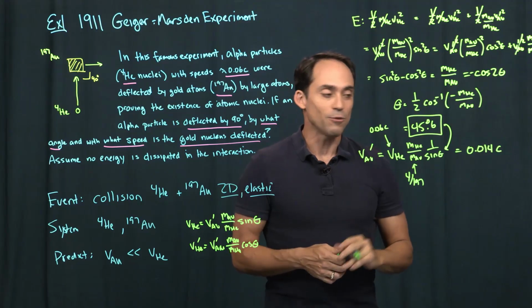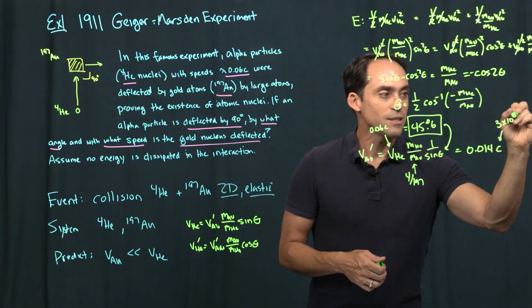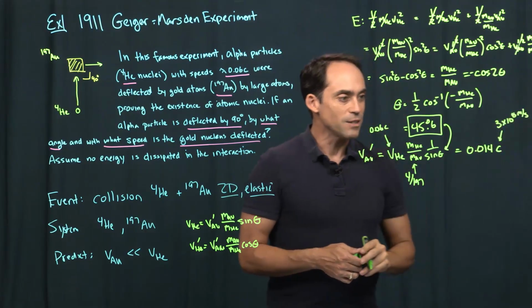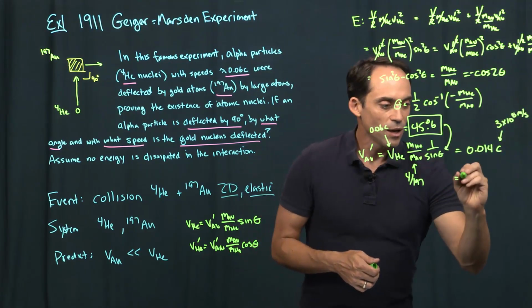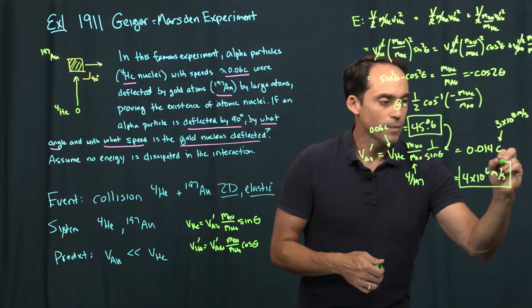So if we put in the value for that, which is 3 times 10 to the 8 meters per second, we'll get a value of 4 times 10 to the 6 meters per second, approximately.